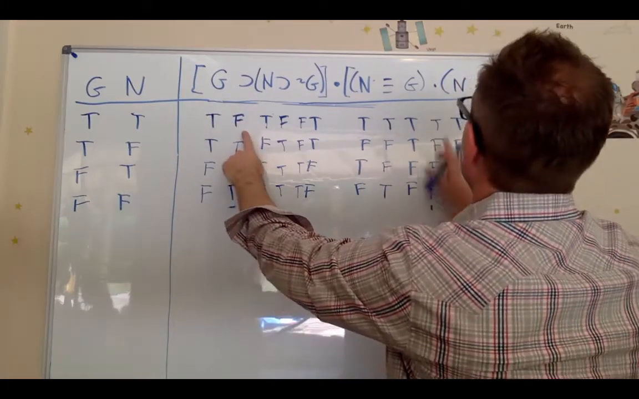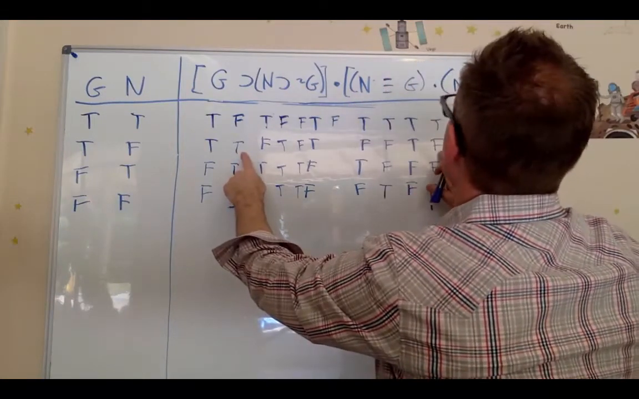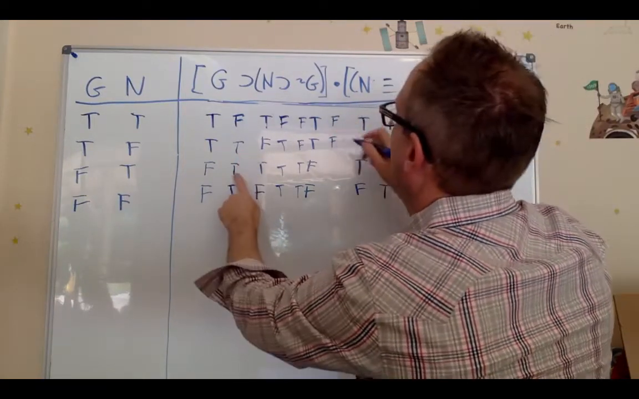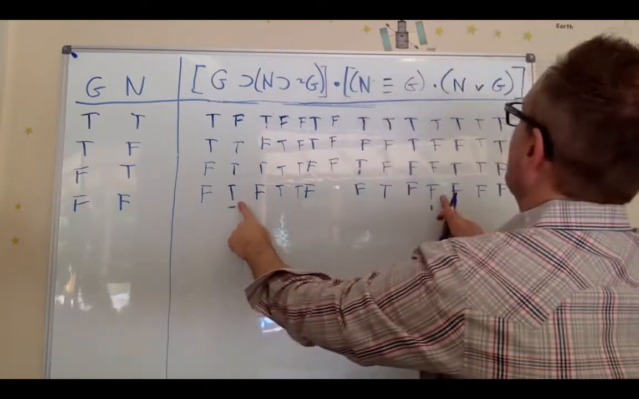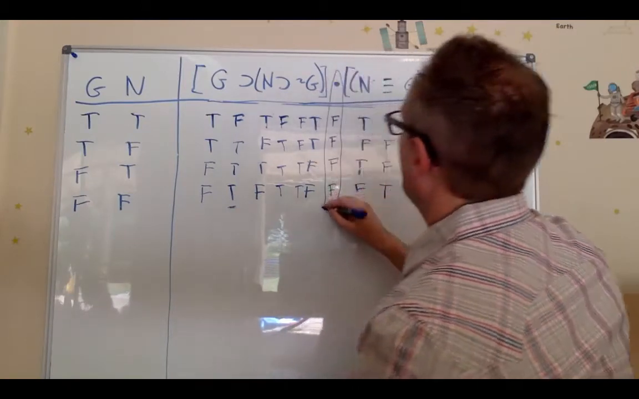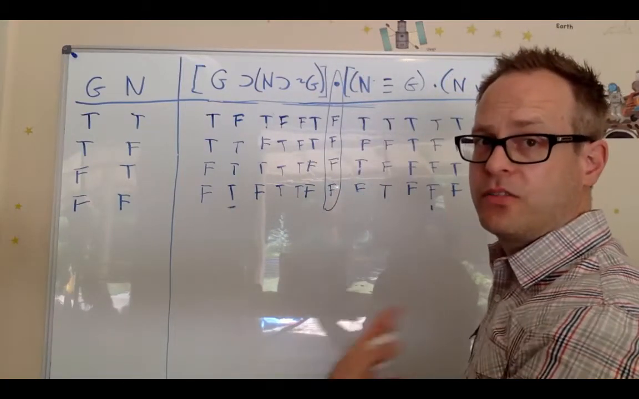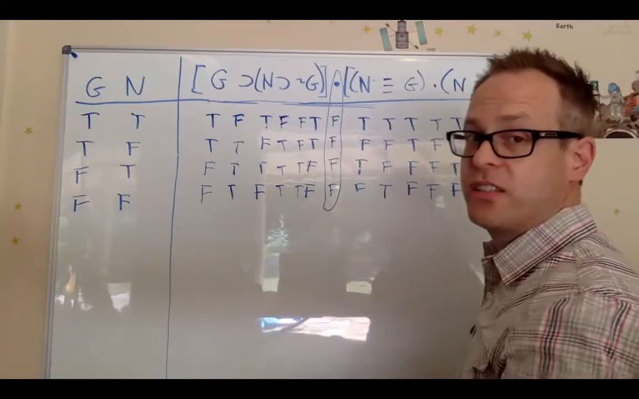So here we go. False, true makes it false. True and false makes it false. True and false makes it false. And true and false makes it false. Okay, so here is our row. We circle it so that we know the last one. And when a sentence is always false, it is a self-contradiction.